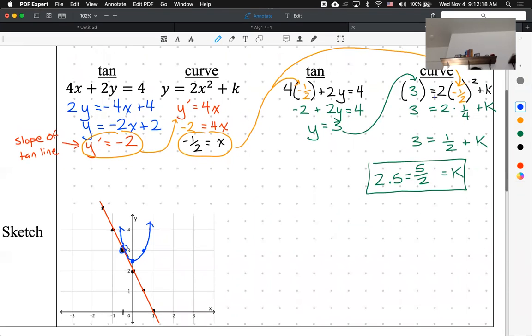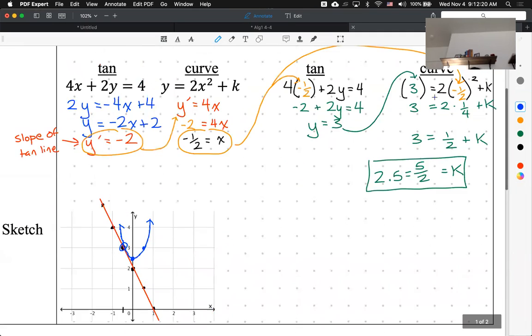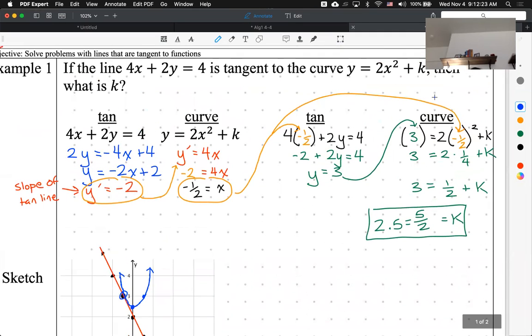So I think I have another problem on the back. No, I don't. That's just it. So you have lots of time to do homework. Questions about this procedure?